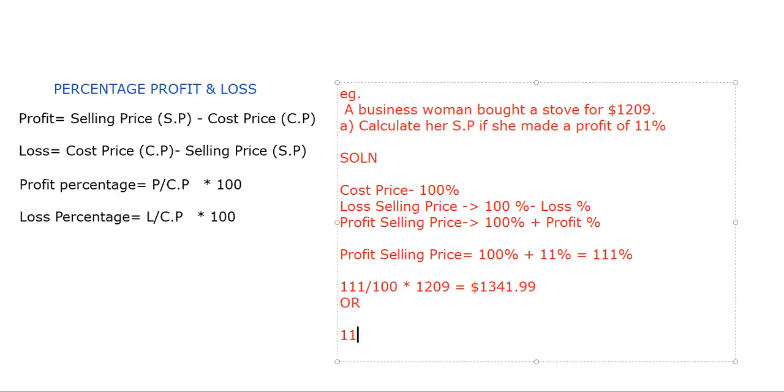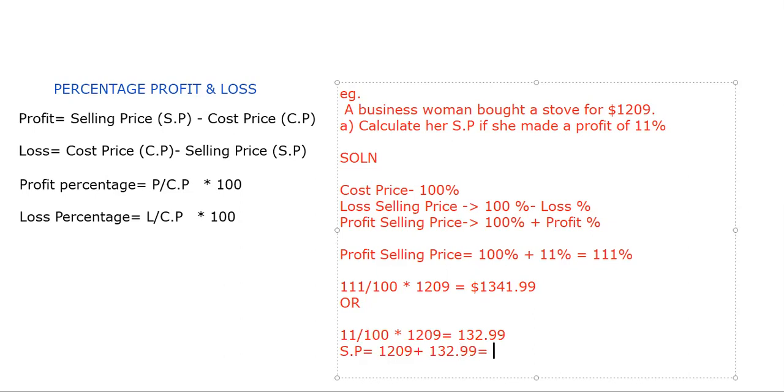You can work out 11% first. 11 over 100 multiplied by 1209, which is 132.99, and then you can add it back to your selling price. Add it back to your 1209 plus 132.99, which is equal to, should be the same thing, right? Very good.